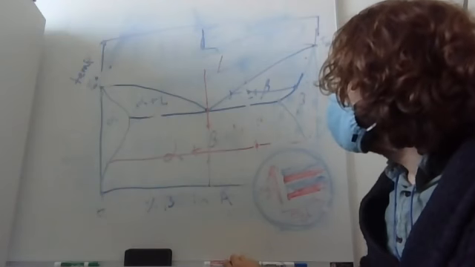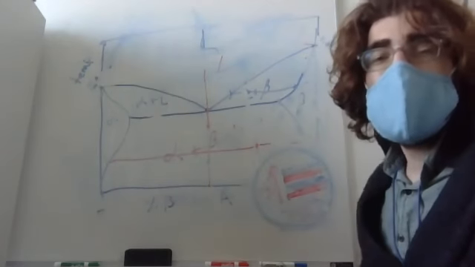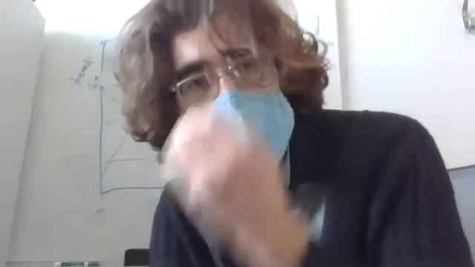So again, this is the binary eutectic phase diagram, chapter 8 in the book. How is everyone feeling about this? Good, yeah?